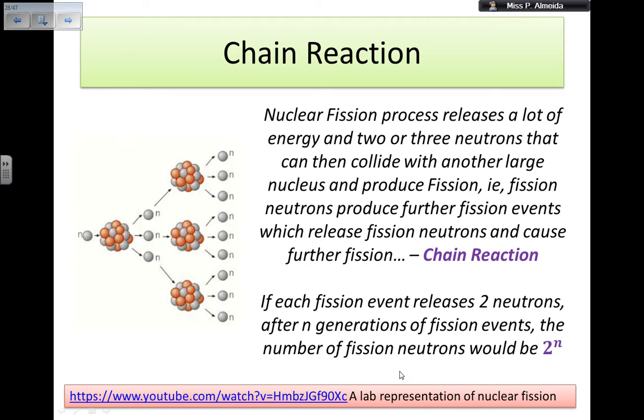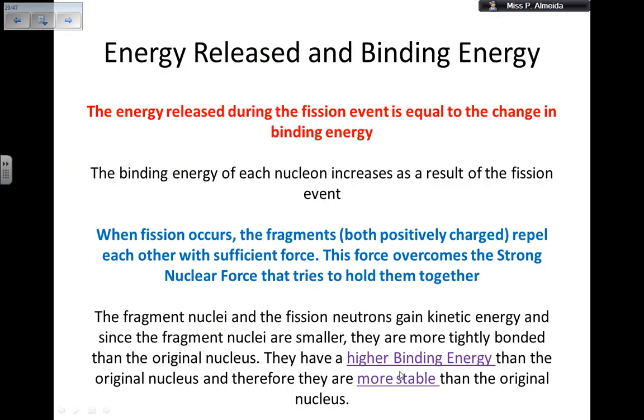So that's exactly how it happens when you have nuclear fission, okay? Now, because I told you I was not going to go over the basics, I'm actually going to tell you about the energy released and the binding energy. And if you do not know what binding energy is, go to my previous video called Binding Energy. Okay? So the energy that is released during the fission event is going to be the same as the change in the binding energy. Okay?